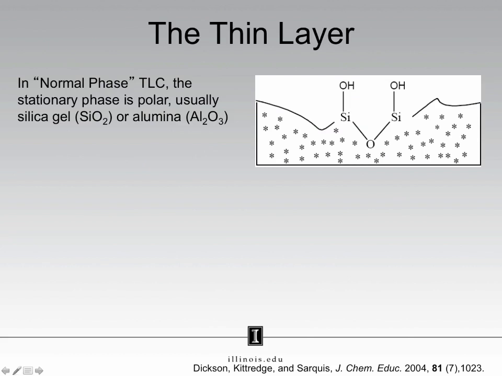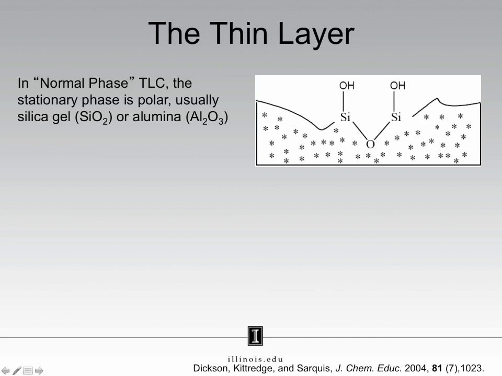Remember that in a TLC experiment, the stationary phase is a non-moving, thin layer adsorbent material placed on some inert backing. There are two general types of stationary phases you can use in a TLC experiment. The first and most common type is what is called a normal phase. In a normal phase TLC, the stationary phase is a polar substance, the most common examples being silica gel or alumina.